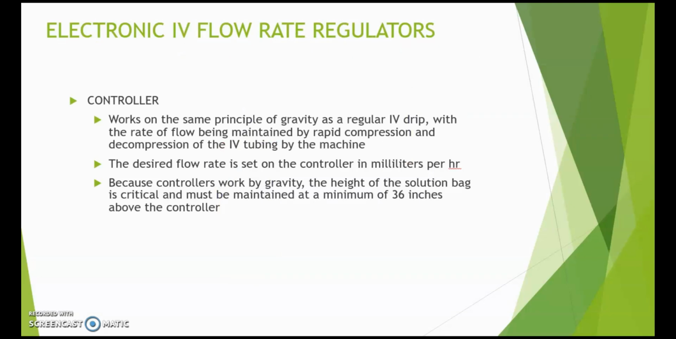Electronic IV flow rate regulators. The controller, let's focus on this, works on the same principle of gravity as a regular intravenous drip, with the rate of flow being maintained by rapid compression and decompression of the IV tubing by the machine. The desired flow rate is set on the controller in milliliters per hour. Because controllers work by gravity, the height of the solution bag is critical and must be maintained at a minimum of 36 inches above the controller. Let's repeat this because it's really important.